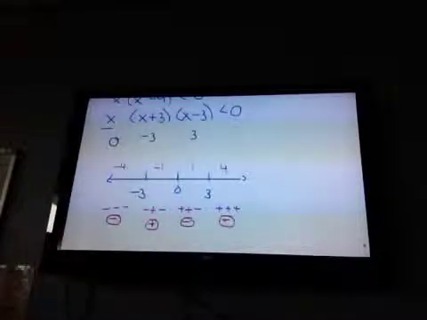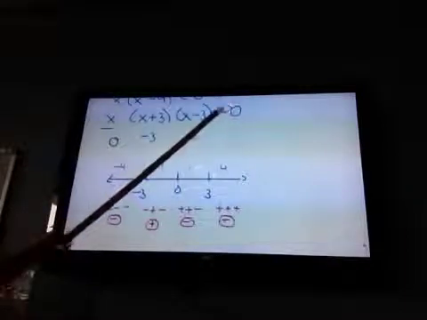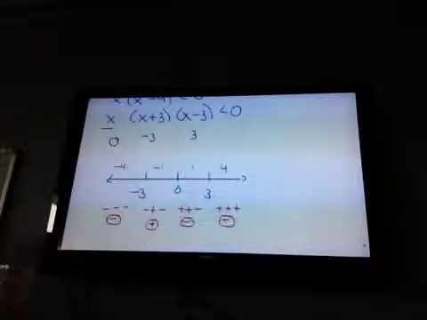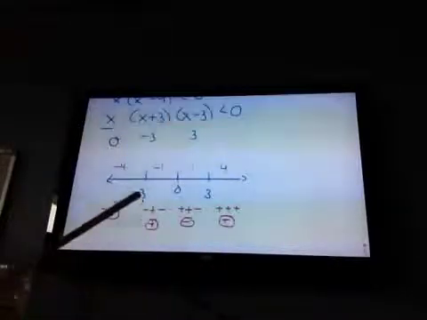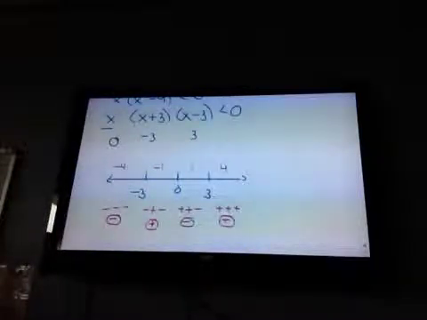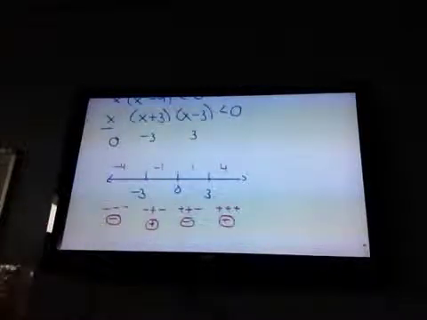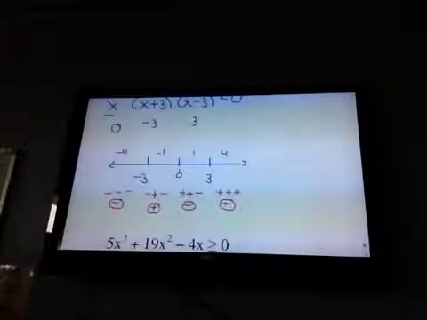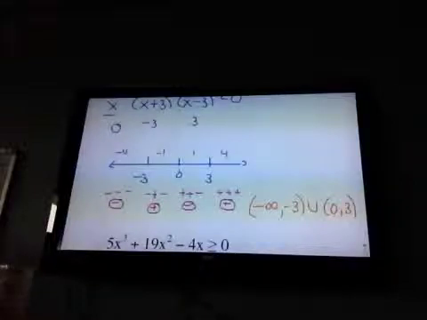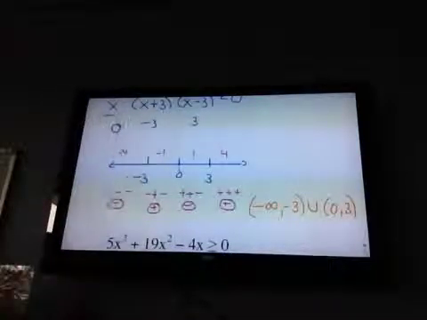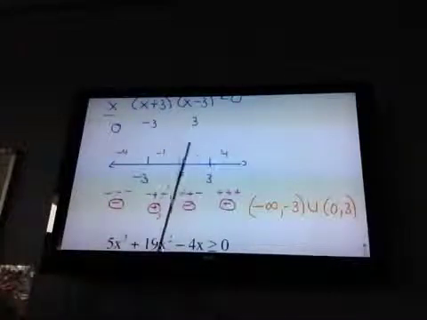All right, so we want the values that make this less than 0. So that means we want negatives. So our answer is going to be these numbers down here, on forever, and the numbers between here. So we're going to have negative infinity up to negative 3. And we're going to union that with 0 to 3. So everything below negative 3 will work, and the numbers between 0 and 3 will work.